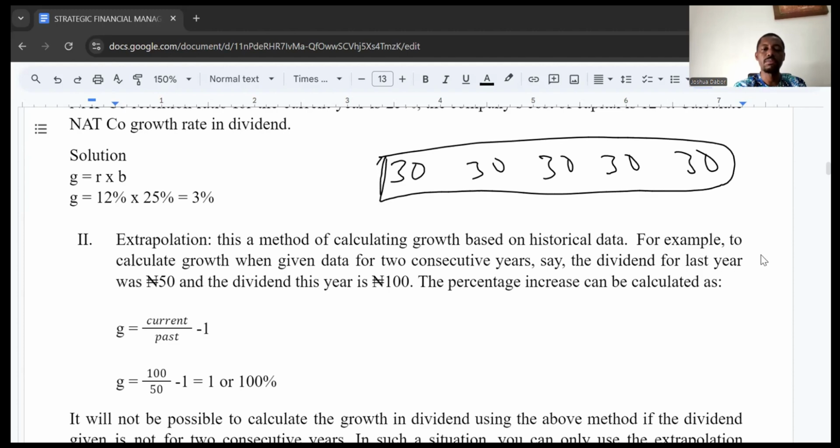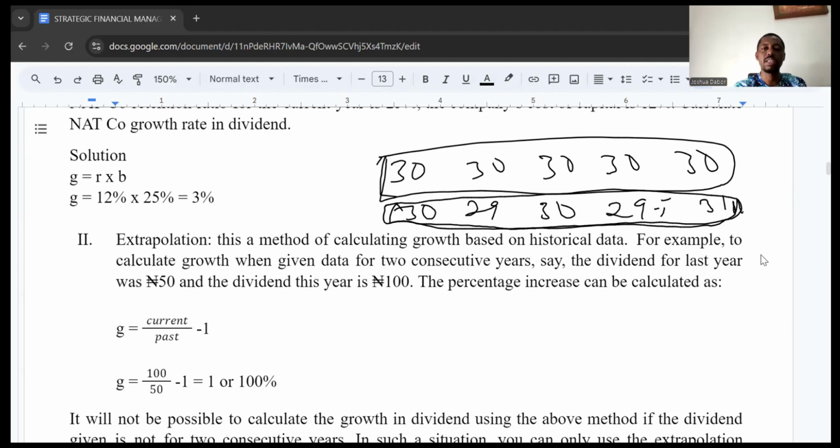Okay, this is in theory, when you are looking at your exam. But in practical, you may have something like 30, 29, 30, just fluctuating. Let's say 29.5, let's say 31, but just very close margin. So in practical, I may just look at it that this company is like there's no growth prospects. But if I have, say, 30 in 5 years' time, today it is 50.